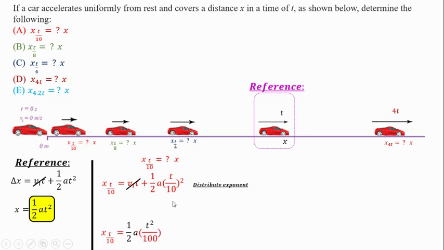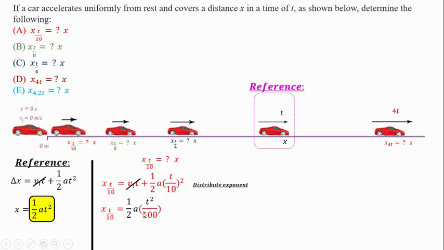If you do that properly, you should get 1/2 A t squared, because t squared, and then 10 squared is just 100. Notice I highlighted everything in black for you. The 1/2, the A, the t squared in black is what we have on the left side, our reference point. 1/2 A t squared is x. So wherever 1/2 A t squared is, I can just substitute it for x.